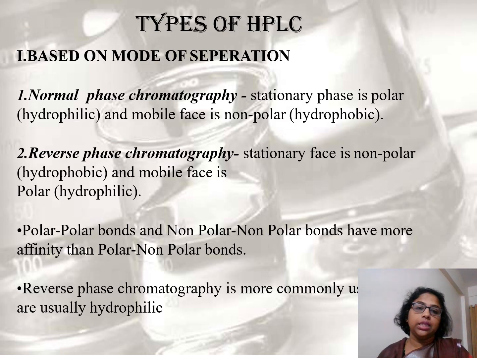So let us see the types of HPLC. HPLC can be of different types based on the mode of separation. It can be normal phase chromatography, where usually the stationary phase is polar and the mobile phase is non-polar, whereas reverse phase chromatography is the reverse of normal phase. That is, the stationary phase is non-polar and the mobile phase is polar.